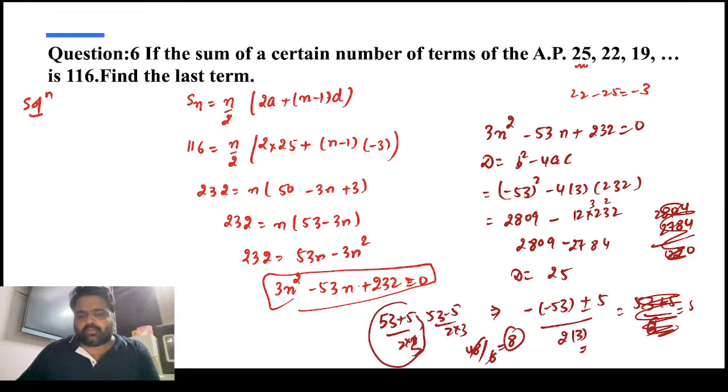And the other value would be rejected. Why? Because we are going to get the result in decimal. The decimal value of n is not possible. So the value of n is equal to 8.